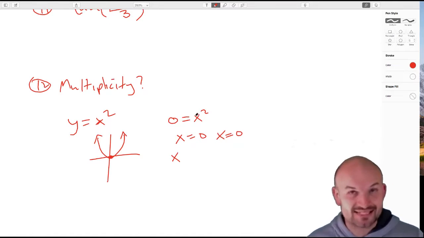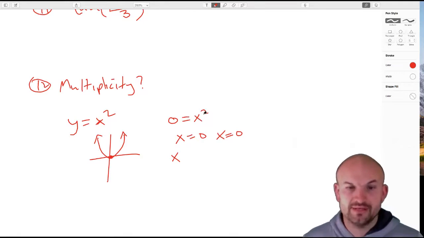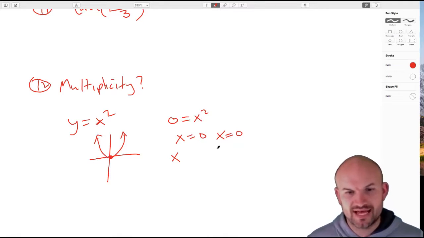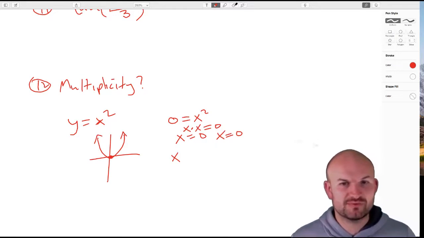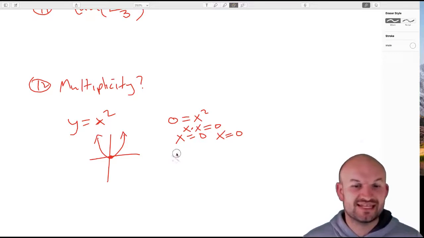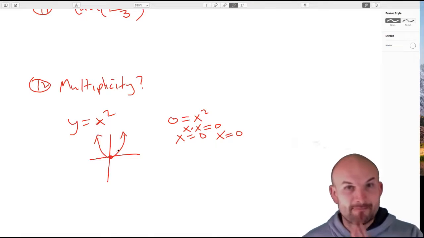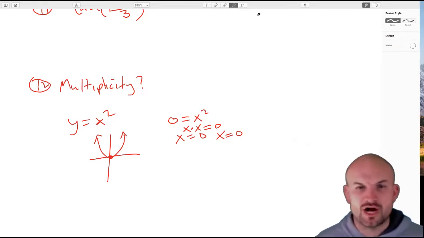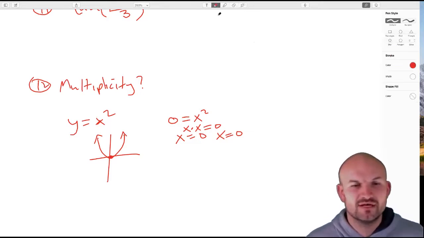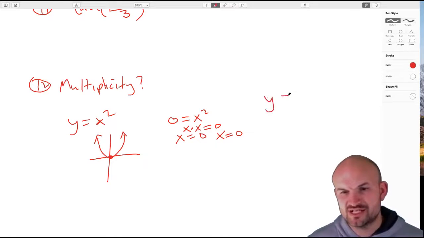Because x times x, if you apply the zero product property, you factor that to x times x. So x equals 0 and x equals 0. It's the same answer, just repeated. When you have repeated zeros an even number of times, that is going to be a bounce. When you have zeros that repeat an odd number of times, that's going to cross, or take that same behavior.